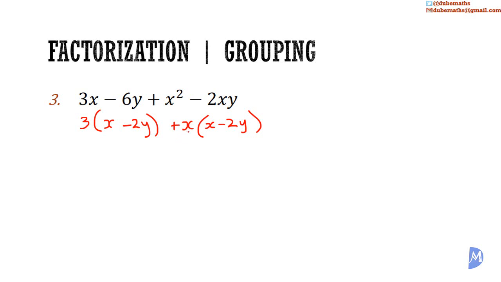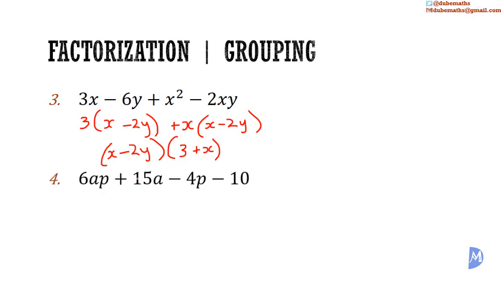I confirm that positive x multiplied by negative 2y gives negative 2xy. That's so. So we move on to the next line. What's the HCF of 3(x minus 2y) and x(x minus 2y)? x minus 2y. And I multiply by 3 to get 3 multiplied by (x minus 2y), and I multiply by positive x to get positive x(x minus 2y). And that's the solution for this one.